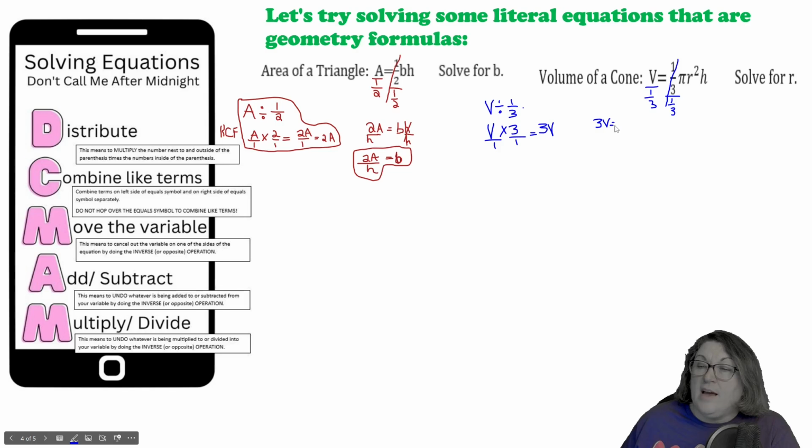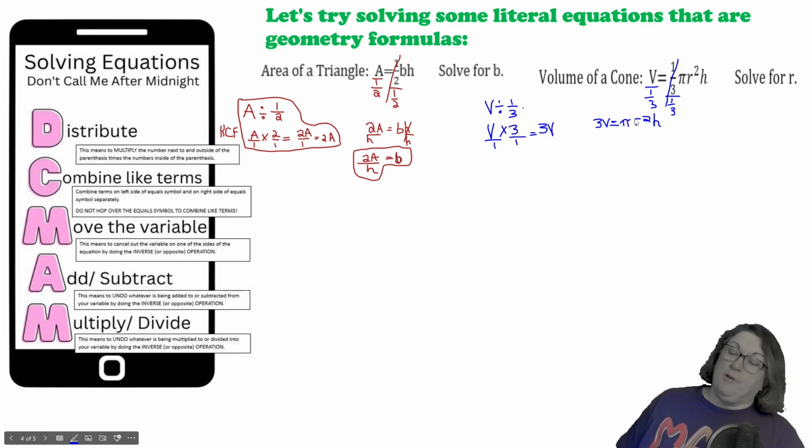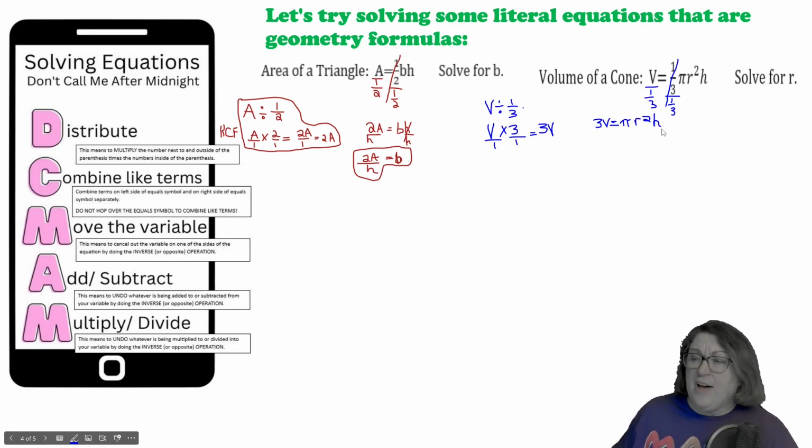On the right side, I will have pi radius squared times the h. Okay. Now, I'm going to use my commutative property, and here's why. Because if I move my h over here next to the pi, I can just divide by both of them at the same time rather than doing it individually like I was doing before with the fraction.